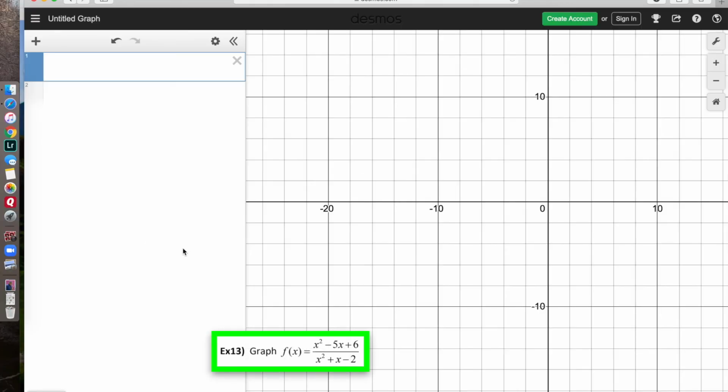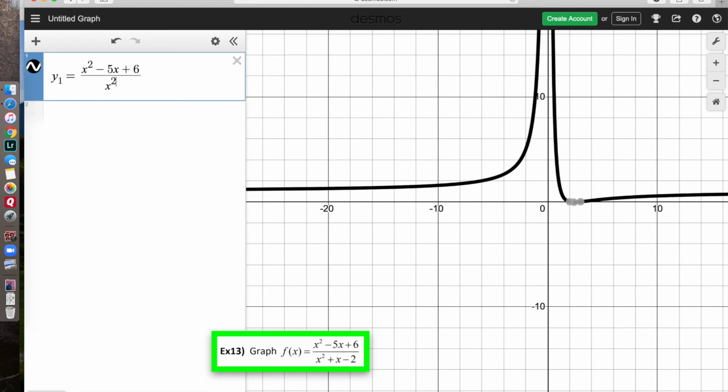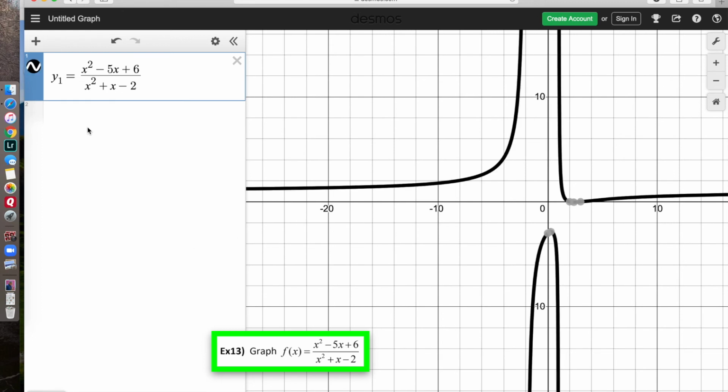Remember that we want to start with y1 equals, and we have to type the equation the way it is before you factor or cancel or anything, because that will change what the graph looks like or how the table behaves. And so I will type a divide sign to give myself the fraction, and then x squared minus 5x plus 6, and then I have x squared plus x minus 2 in the denominator. I like to change my graphs to blue, don't ask me why.